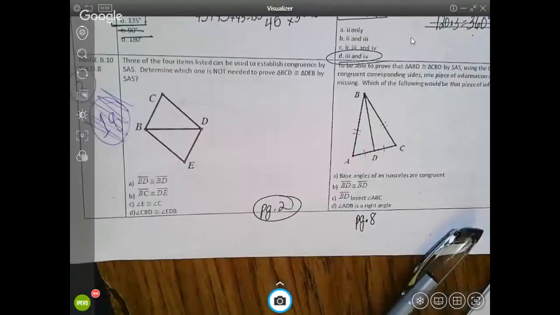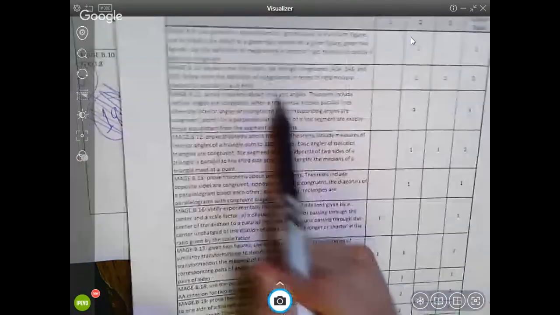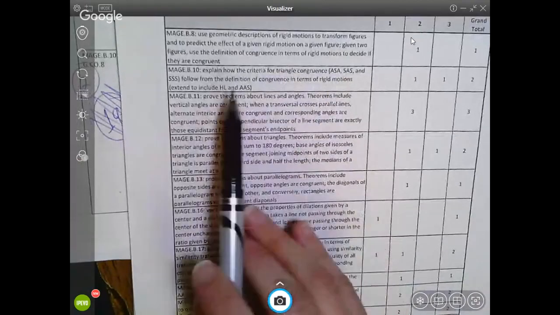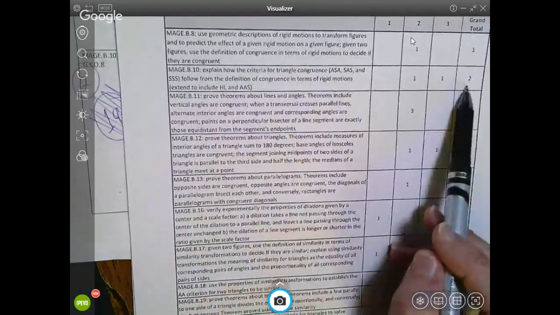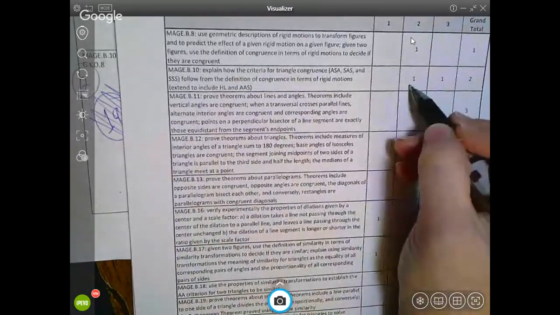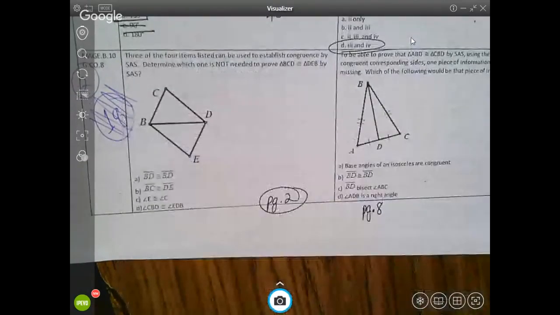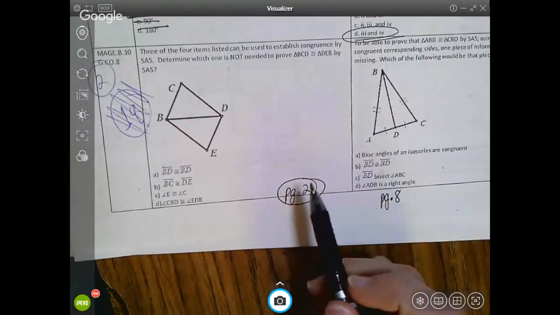Now we're going to talk about the 10th standard AKS that we have to go over, which is explaining how criteria like angle, side angle, and side follow definitions of congruence. And there's two questions in here. One of them is medium, and one of the questions is extremely hard on your final. So let's look at page 2, this bottom left question.